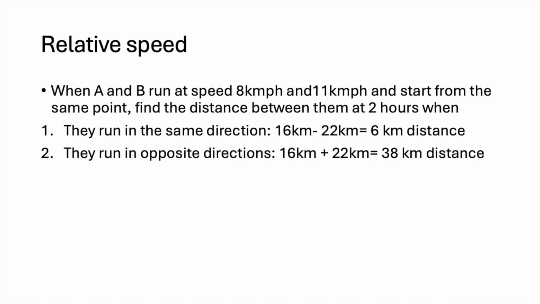Relative speed. When A and B run at 8 kilometers per hour and 11 kilometers per hour, and they start from the same point, find the distance between them at 2 hours when they run in the same direction and when they run in the opposite direction. Now, when they run in the same direction, you calculate the difference between them. That is, it should actually be 22 kilometers minus 16 kilometers, because who travels a longer distance? One with a higher speed. So that would be 22 kilometers minus 16 kilometers, which is 6 kilometers distance.